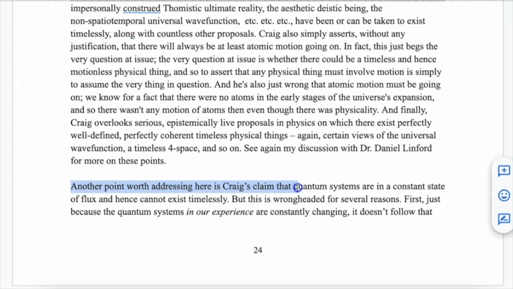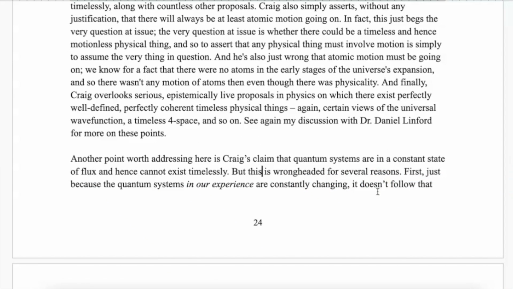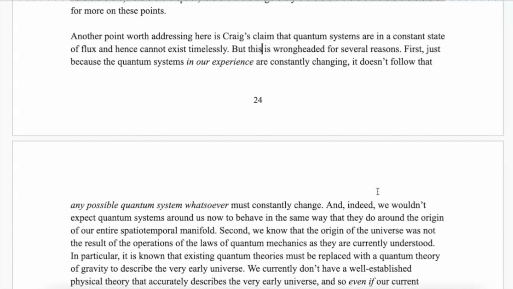Another point worth addressing here is Craig's claim that quantum systems are in a constant state of flux and hence cannot exist timelessly. But this is wrong-headed for several reasons. First, just because the quantum systems in our experience are constantly changing, it doesn't follow that any possible quantum system whatsoever must constantly change. And indeed, we wouldn't expect quantum systems around us now to behave in the same way that they do around the origin of our entire spatiotemporal manifold, assuming that it has an origin.